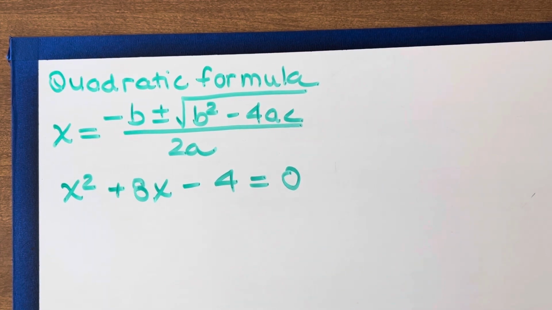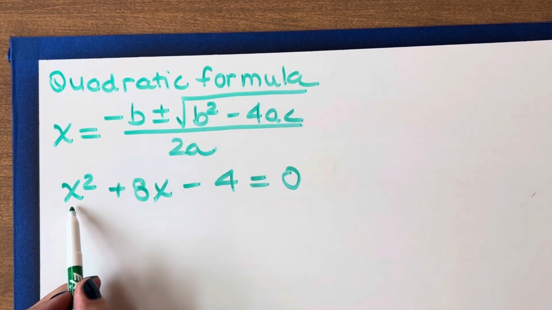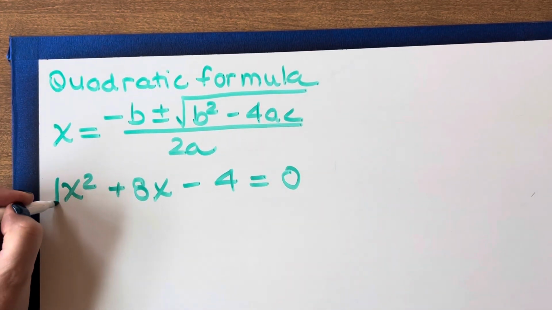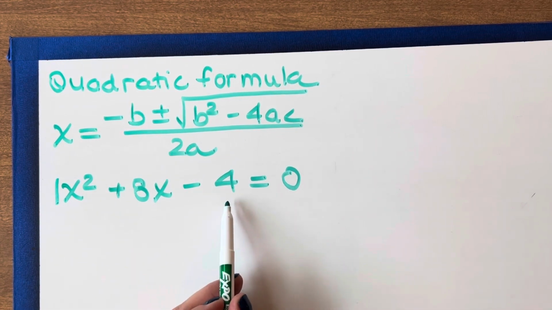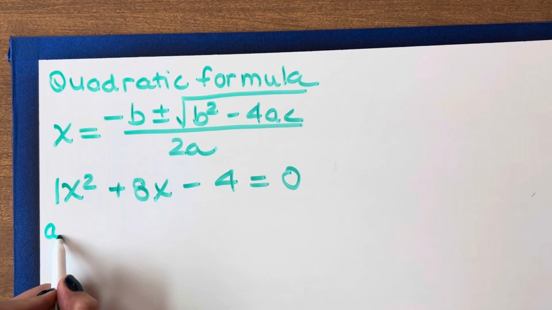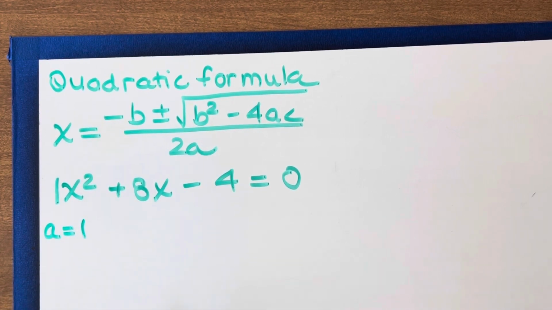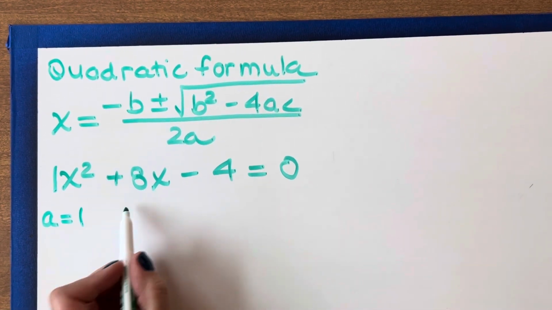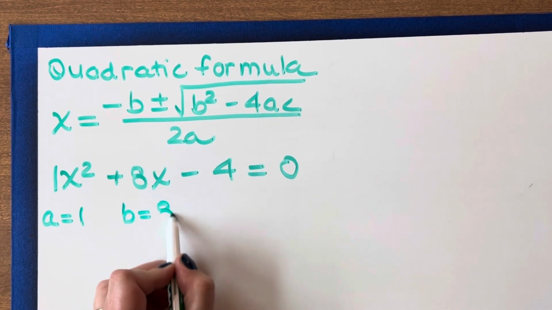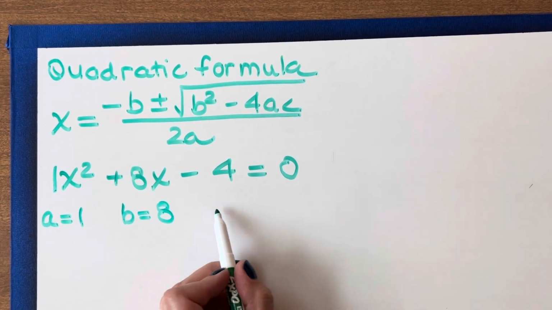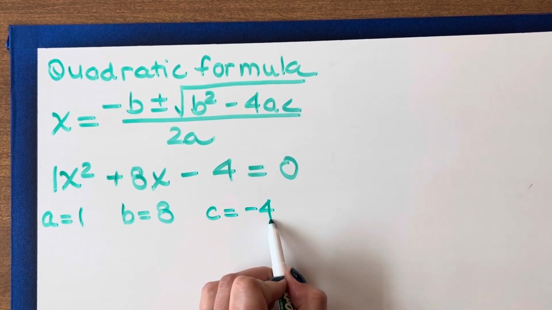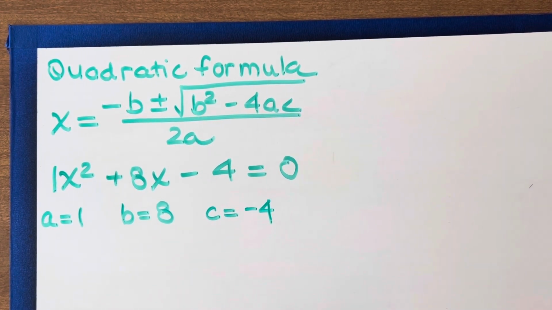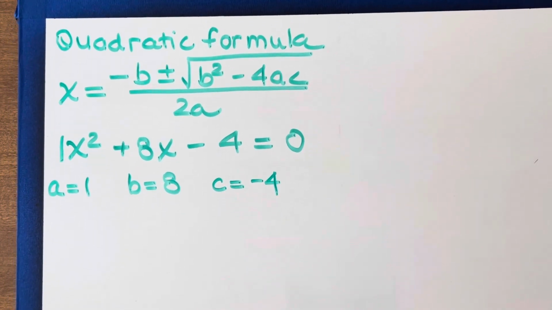Now, the a, b, and c are just the coefficients in this problem. The important thing is to have the squared term first, and this is a 1x squared. Then we have the x term, and then we have the constant. So for this equation, that a value is the coefficient on my x squared, so it's 1. The b is the coefficient on the x term, so 8. And the c, I take the sign in front of it, so it is negative 4. So now I'm ready just to substitute all of my values in and solve.